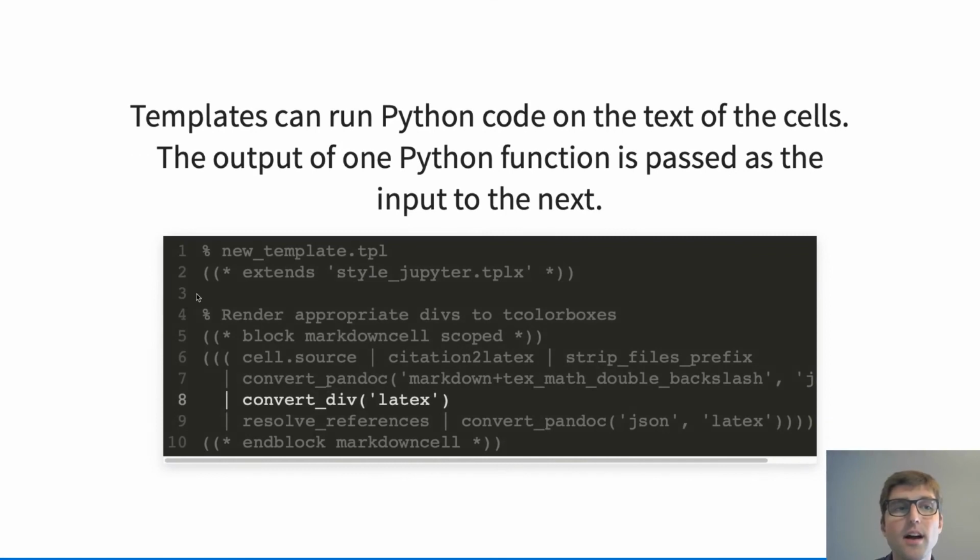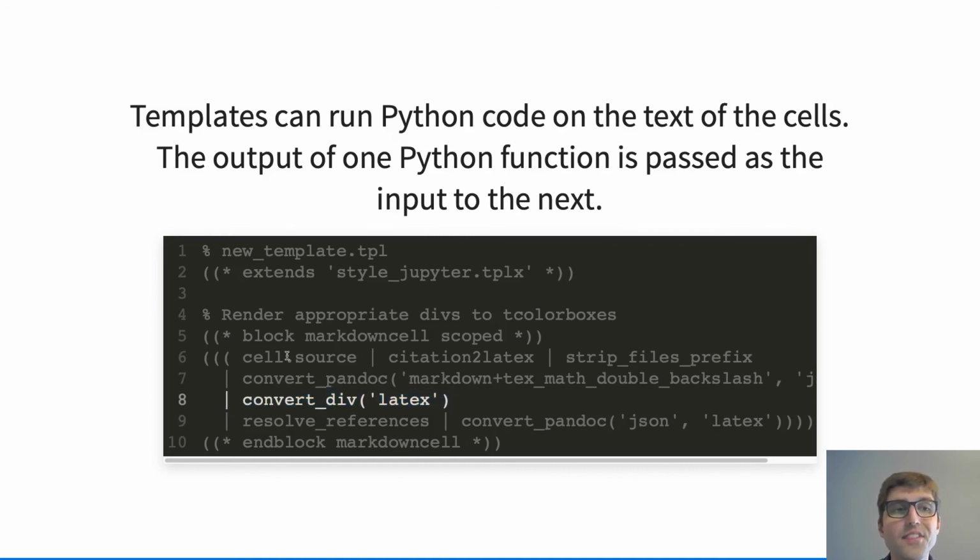The template is in the Jinja syntax, which is very similar to the Django syntax, if you're familiar with that. If you're not, that's not actually all that helpful. But this syntax allows us to extend a parent template. So in this case, we're extending this particular template, and we are modifying this block that works on Markdown cells. And we're adding this line here, which is a new filter that replaces the div with the Bootstrap alert classes with an equivalent tcolorbox LaTeX style.